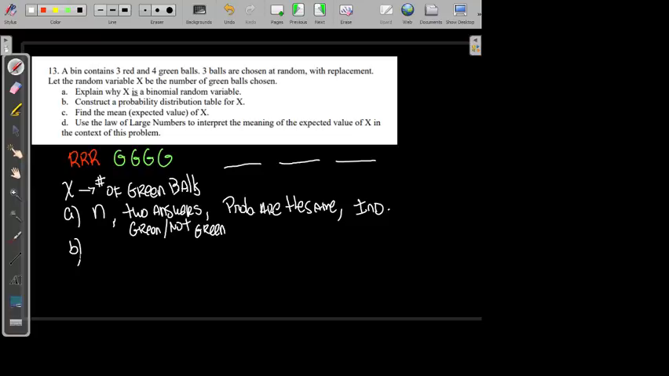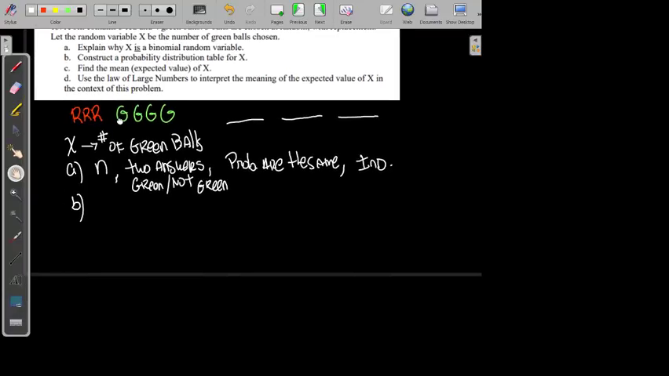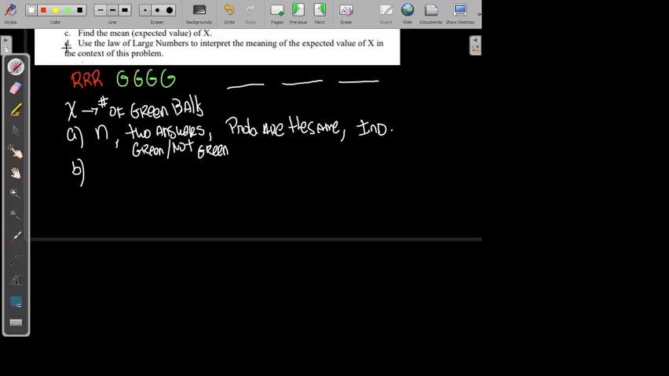Let's go to number B. Construct a probability distribution table. And this is something that maybe I will elaborate just for the first one. X is the number of green ones, and the probability of that happening. The table should always have these 2 things: the number of greens and the probability. Is everybody okay? Yes. All right.